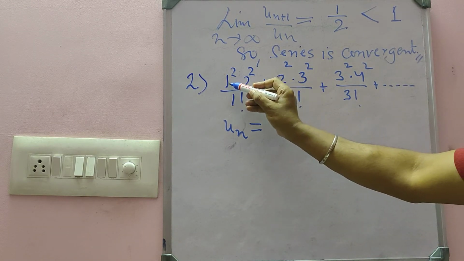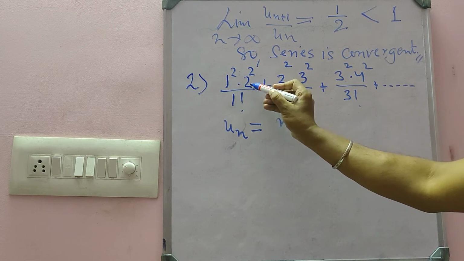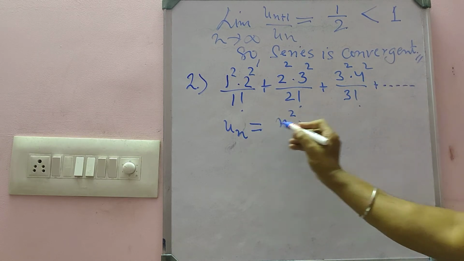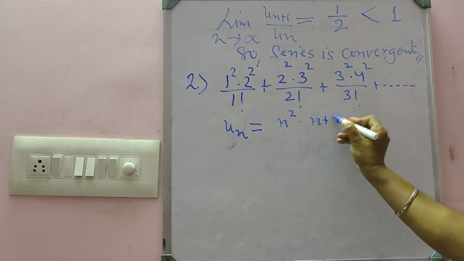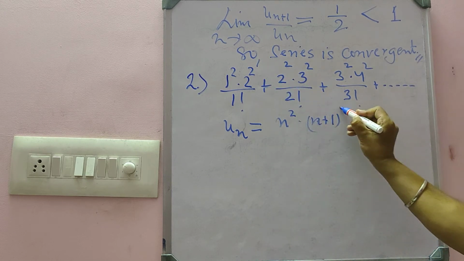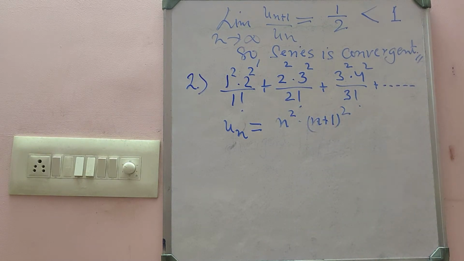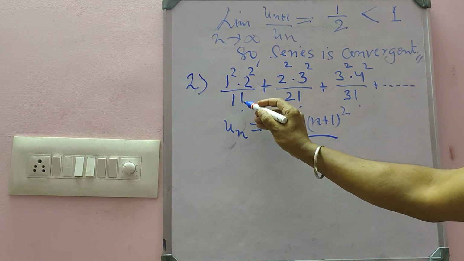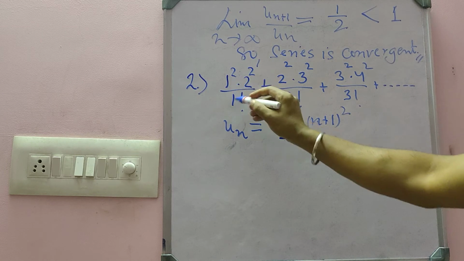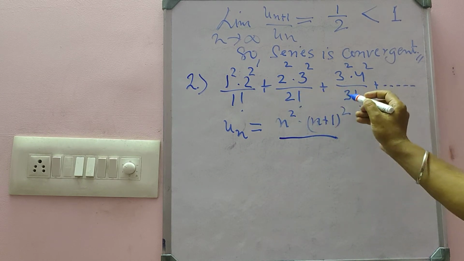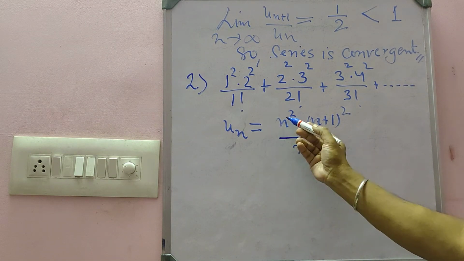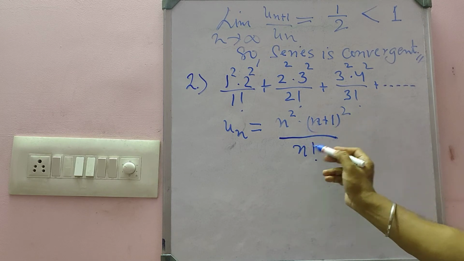Now the second part. If here 1 square, then 2 square: 1 plus 1 is 2, 2 plus 1 is 3, 3 plus 1 is 4. So for the nth term, it will be n plus 1 the whole square. So your numerator part is over. Now the denominator part. 1 factorial, 2 factorial, 3 factorial: first term 1 factorial, second 2 factorial, third 3 factorial. So for n it is n factorial. So our un will be n square, n plus 1 the whole square, by n factorial.